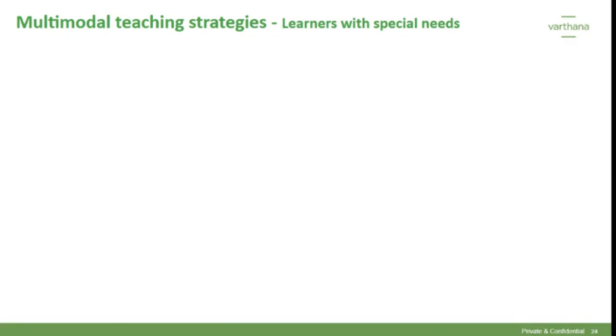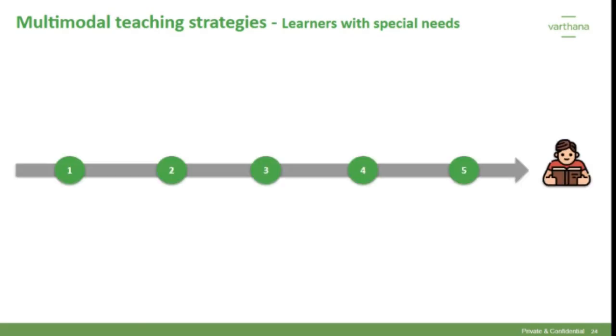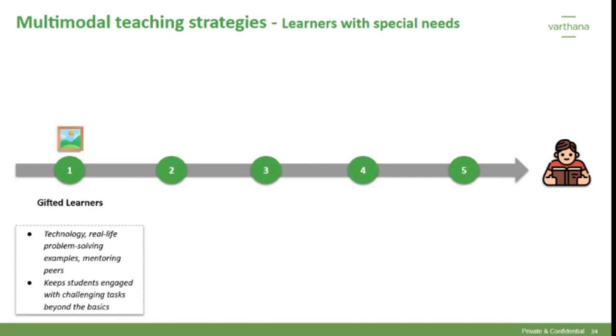We'll go ahead with the multimodal teaching strategy for learners with special needs. We also discussed earlier the learners with special needs, again five of them. The first one is gifted learners. These are the learners who are very active and they need more challenging and higher order thinking concepts and activities to be engaged in the class.